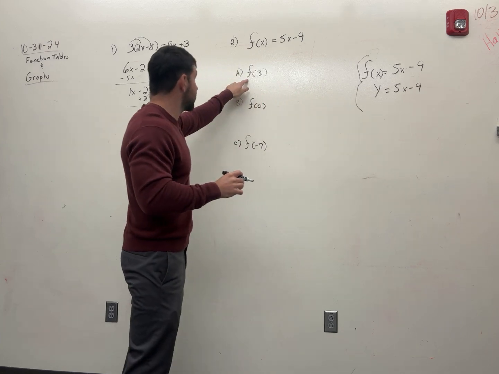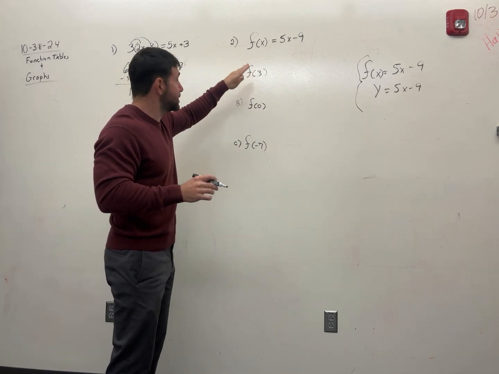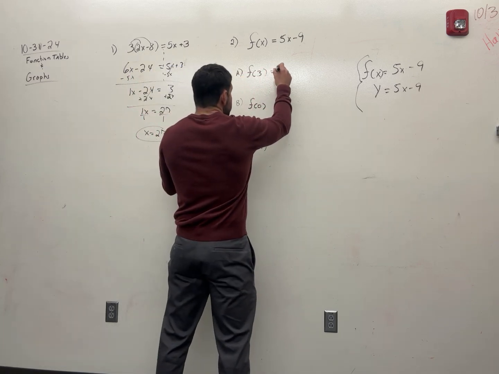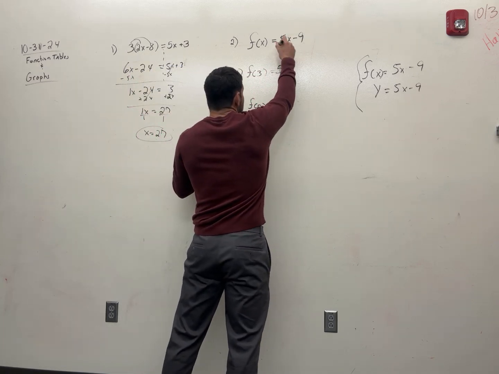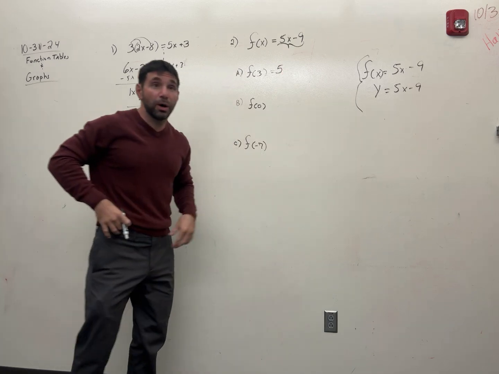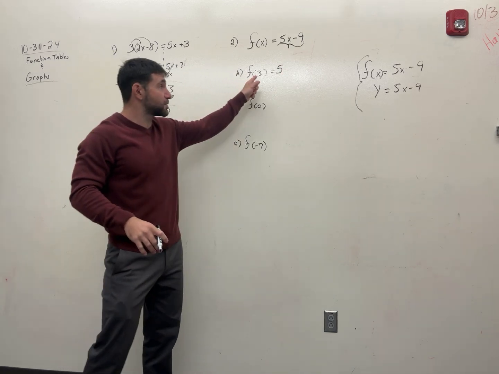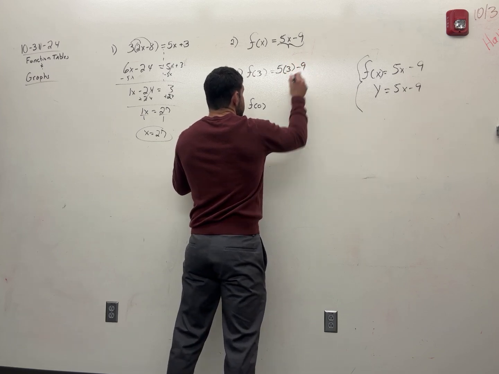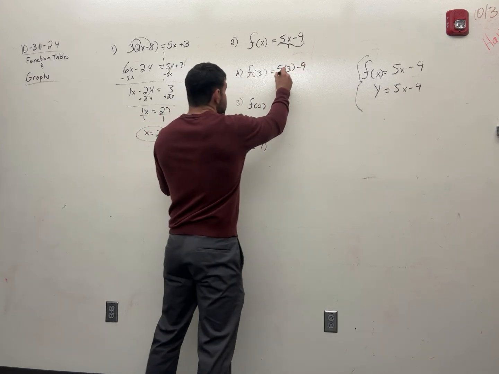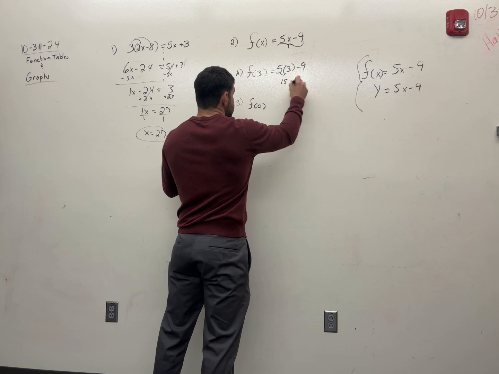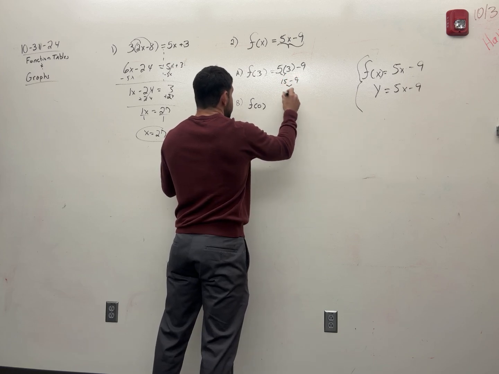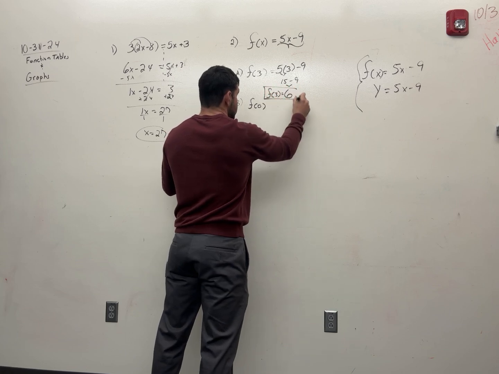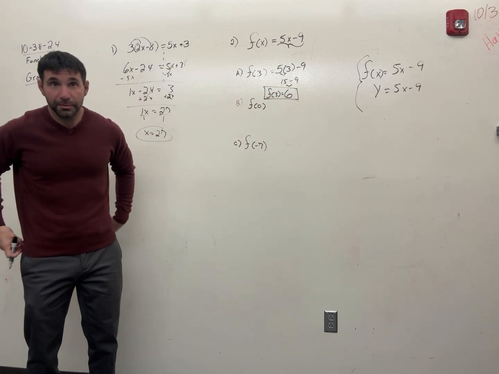Okay? So we have f of 3. This is saying the function of x at 3. So x is 3, equals, we're trying to find y. All of this is going to be the y, but only when we substitute it in. So 5 times 3 minus 9. That gives me 15 minus 9, which gives me 6. So f of 3 equals 6. Everybody with me?